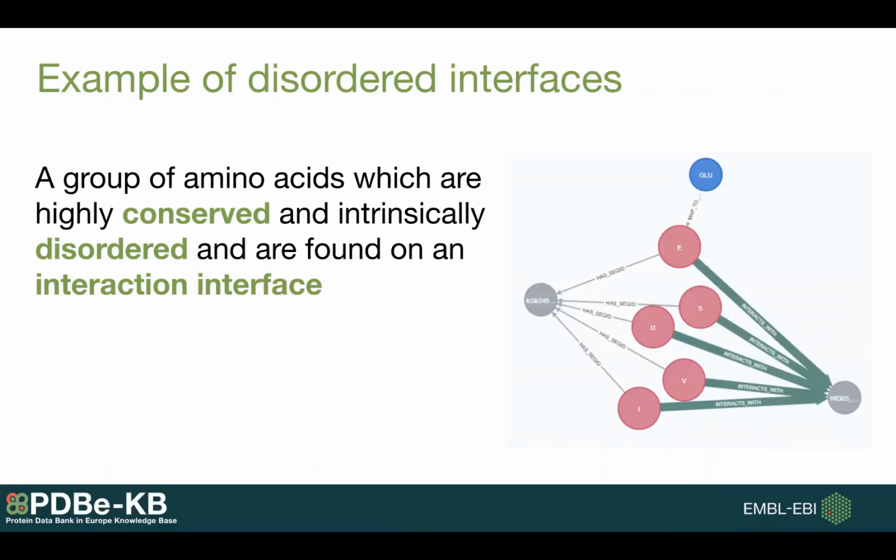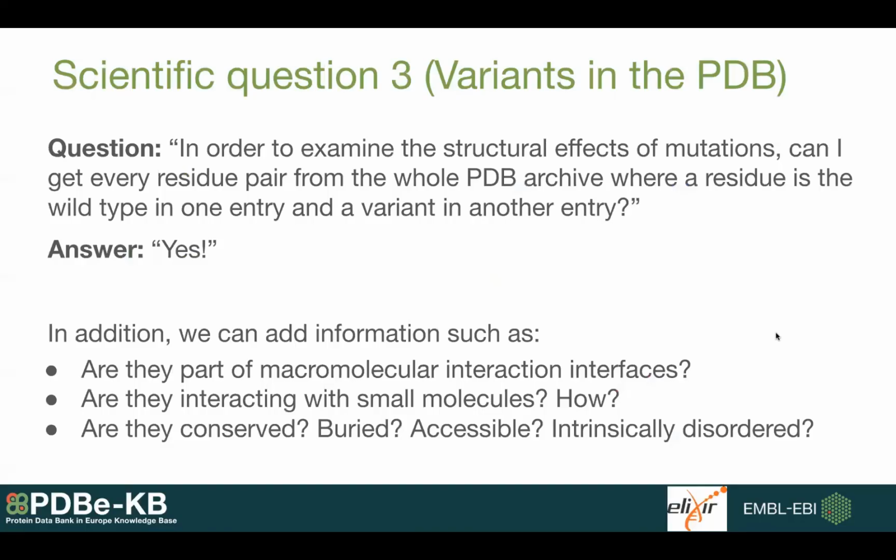And if you were to look at the actual graph, the way it looks is it will come up with groups of amino acids. And on one of the edges, you would find the value for the sequence conservation. You would also find on their actual node if they are predicted to be disordered or not. So this information is coming from a resource called MobiDB. And also you could see that it interacts with another protein. So it is on an interaction interface. This interaction data is coming from PISA.